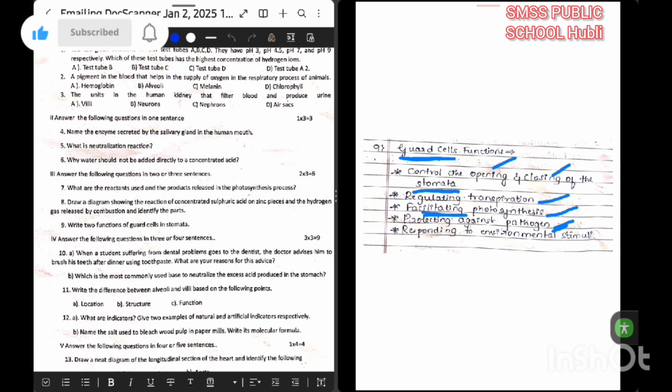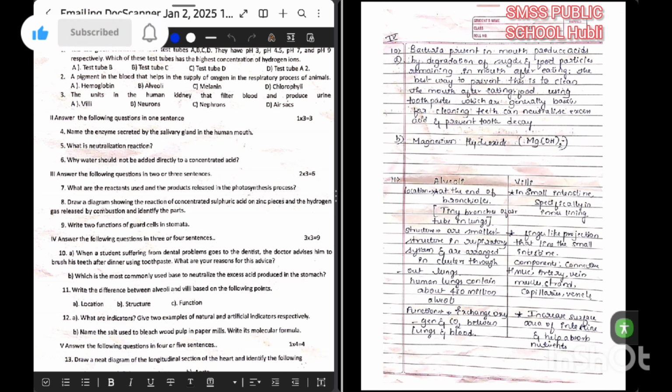And next, protecting against pathogens. So in order to protect the plant from harmful pathogens like bacteria, fungi, this plays an important role. And responding to environmental stimuli, so these all are the different functions that are performed by the guard cells in the stomata. Next question, main question number 4.